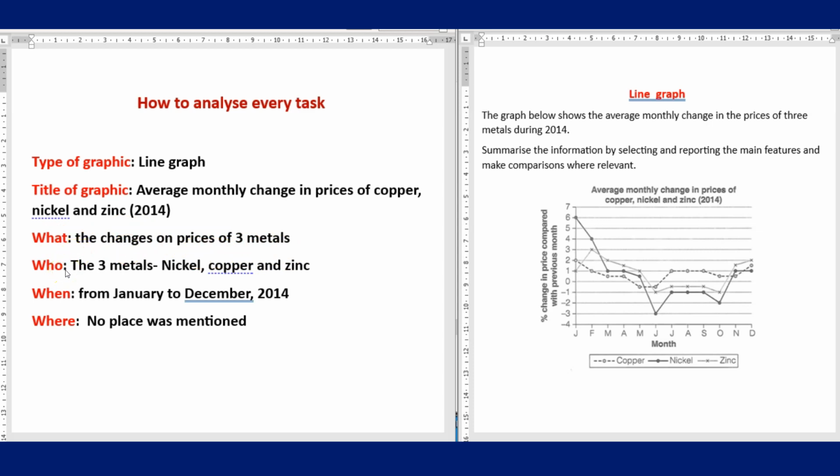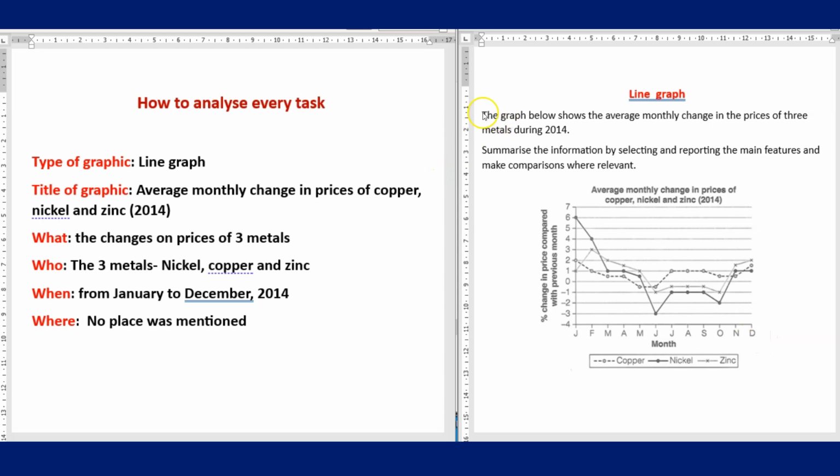And who are those involved? Well, what is involved? We know that this contains three metals. We are comparing three metals, and these metals are the nickel, the copper, and zinc. At what time or in what time frame is this information taken? Let's look at it. We can say that it's from January to December.